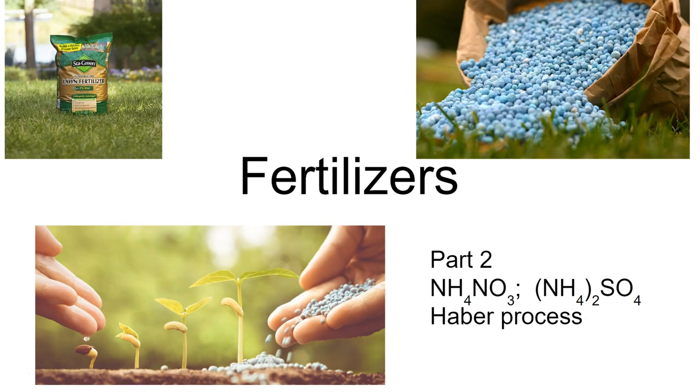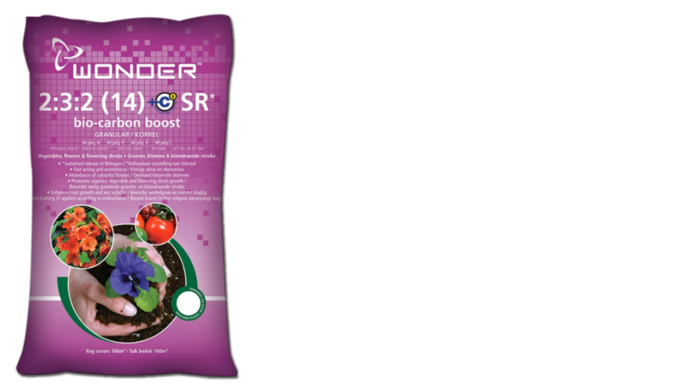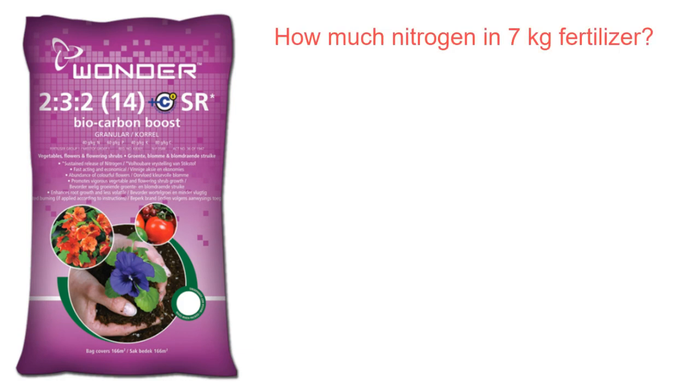Let's start with our second video in our series on fertilizers. In the first video, I gave you this problem. I gave you a bag of fertilizer and I asked how much nitrogen is present in 7 kilograms of this fertilizer. Now let's see, what information do we have? We know that 14% of this bag is our primary nutrients.